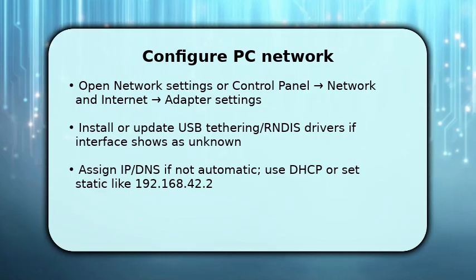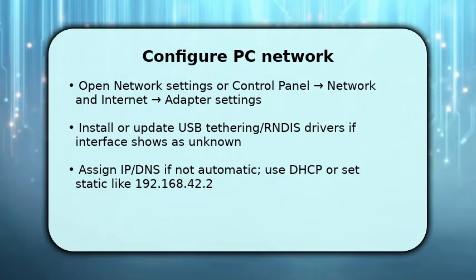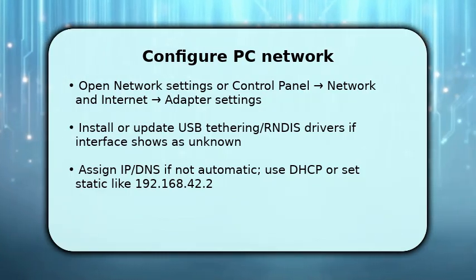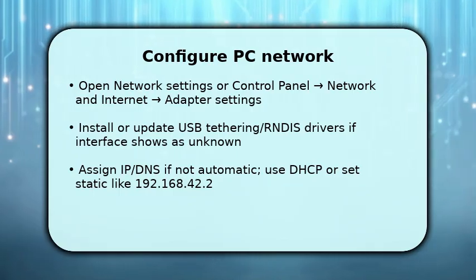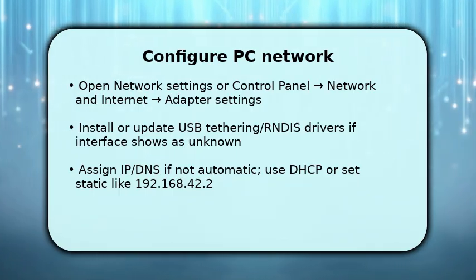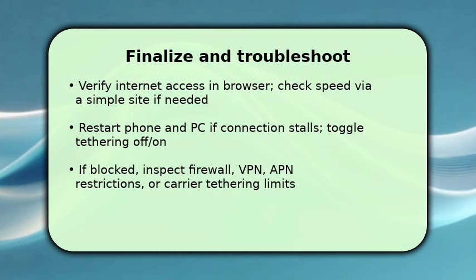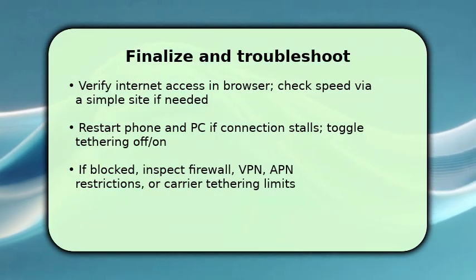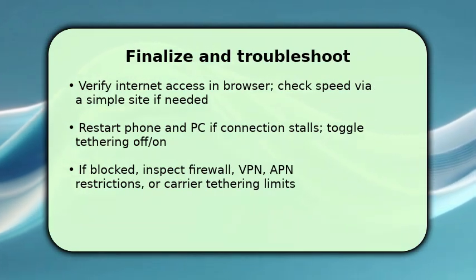If your network doesn't obtain IP automatically, set a static IP and DNS that match the phone's tethering subnet, because correct addressing is why traffic routes through the phone. To finish, test internet access in a browser and monitor latency or throughput briefly.